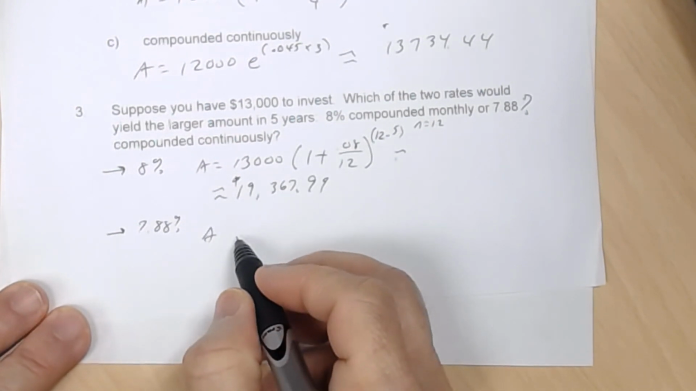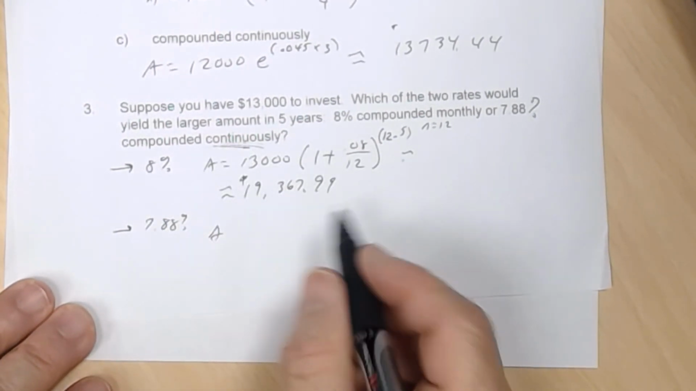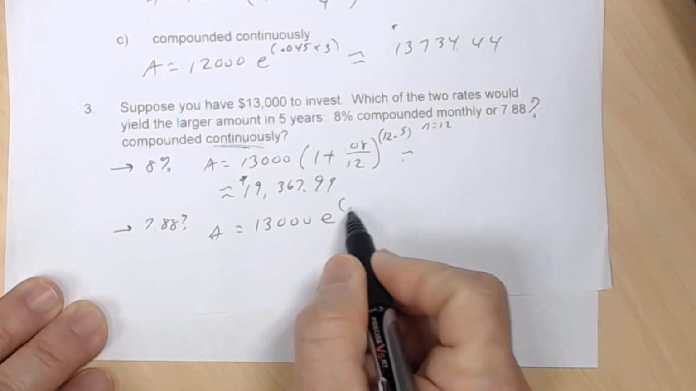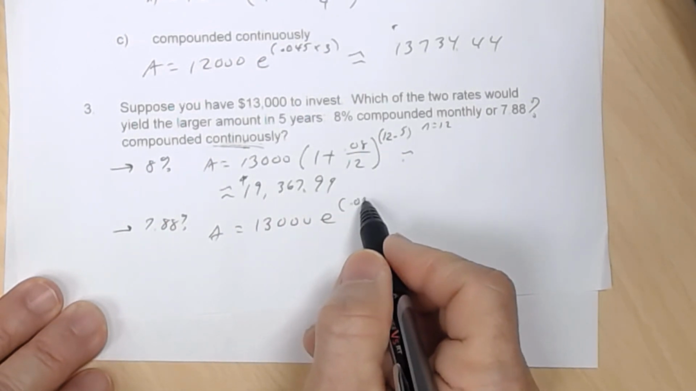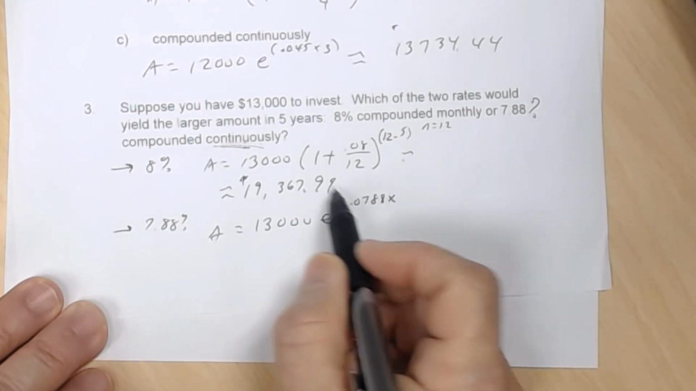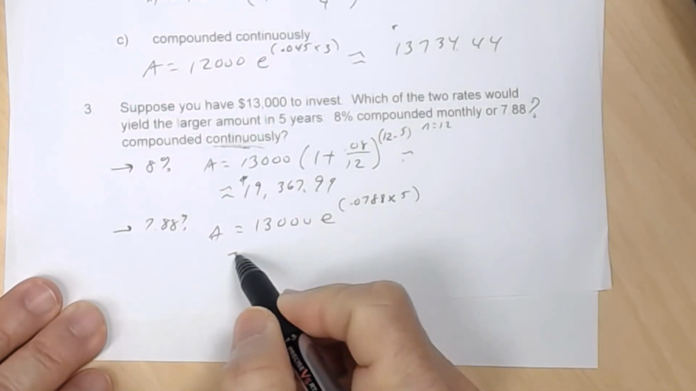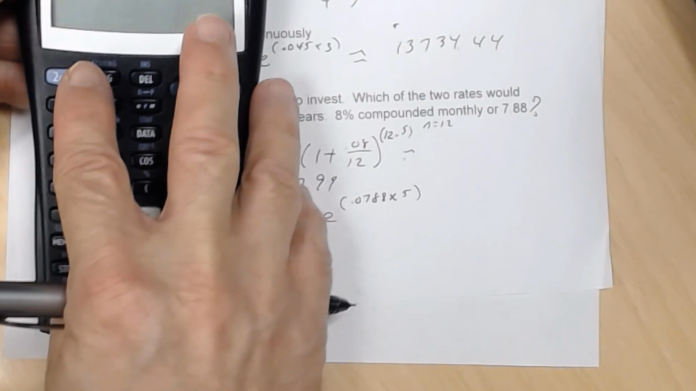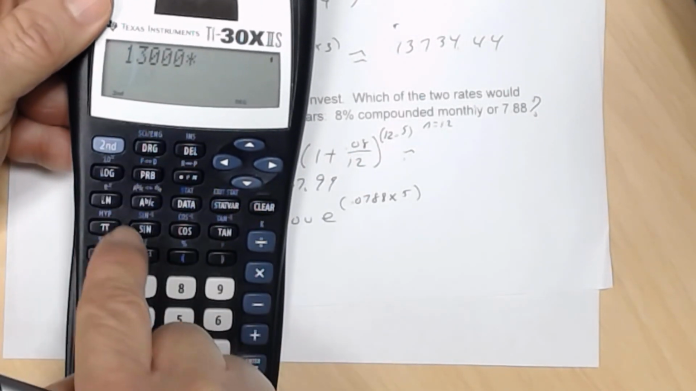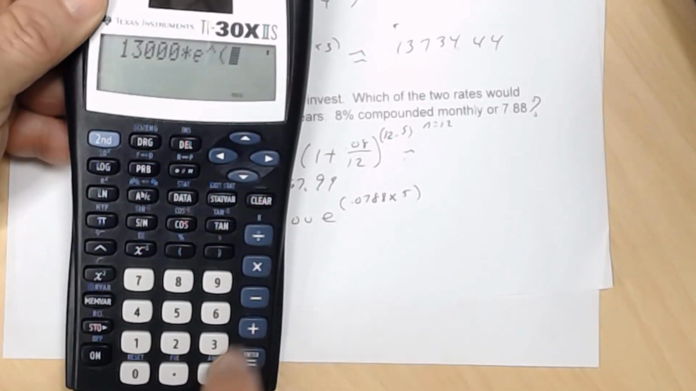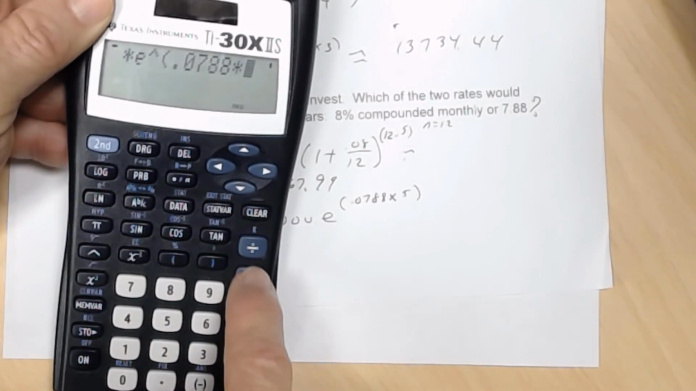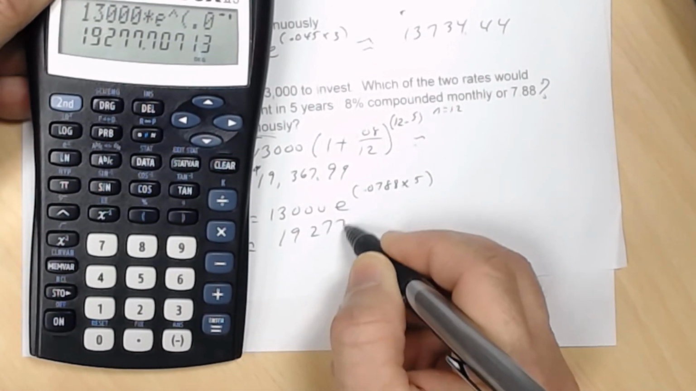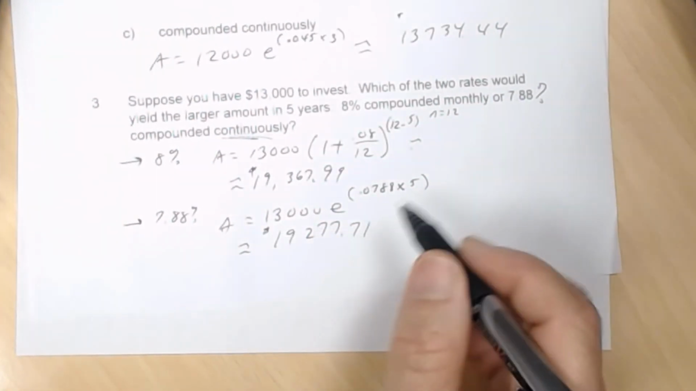All right, so now this time I've got to use the PERT formula because it says continuously. So A equals the principal, which is 13,000, times e to the rate times time, 0.0788 times the time, which is 5. Okay, and then let's see what that is. So 13,000 times E, so you're going to say second, ln, that's how you get your E, and then 0.0788 times 5, close the parentheses, press equal, and that's about $19,277.71. Okay?